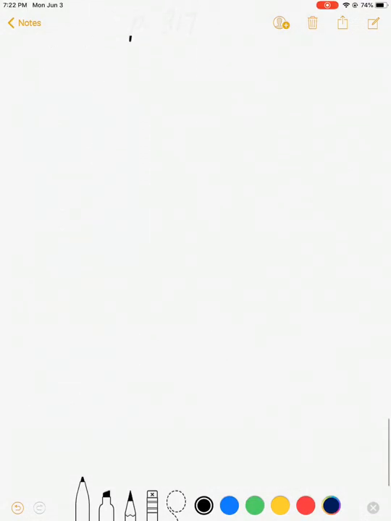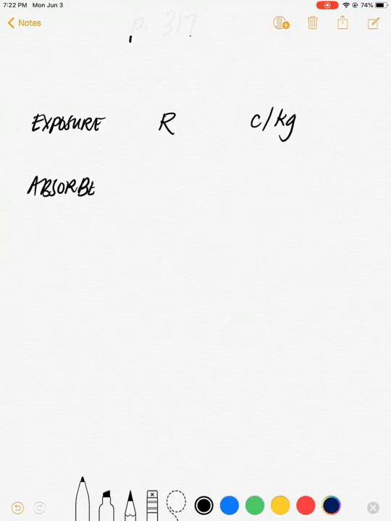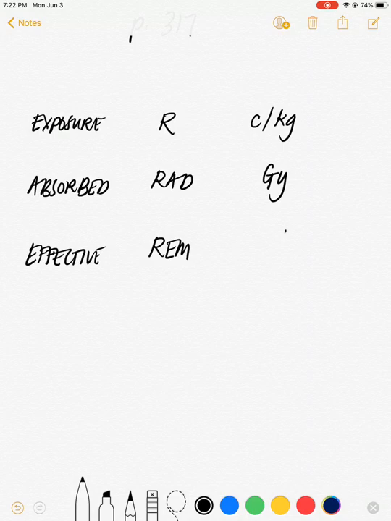Again, you're always going to want to remember that exposure is air, which is Röntgen, which also is equivalent to coulombs per kilogram. Absorbed dose is rad with the SI unit of gray. And the effective dose is rem with the SI being sievert.